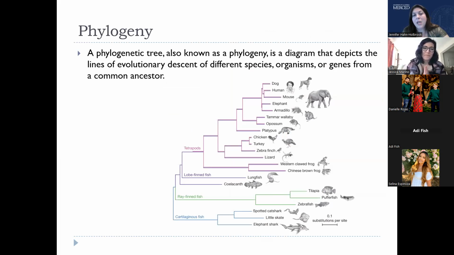Phylogeny is the study of how species diverged over time. So this is a phylogenetic tree here. A phylogenetic tree is a diagram that depicts the lines of evolutionary descent of different species, organisms, or genes from a common ancestor. So humans are up at the top, but you can see that we shared an ancestor with a mouse, and with the elephant, and with a platypus, and with a zebrafish, and even with tilapia, right? But that was many, many millions of years ago. And so the longer ago you diverged, the less similar you're going to be in terms of species. Questions about this?